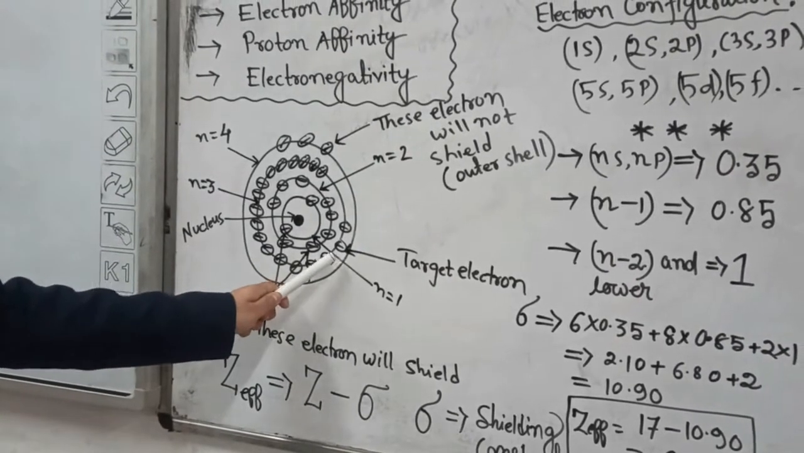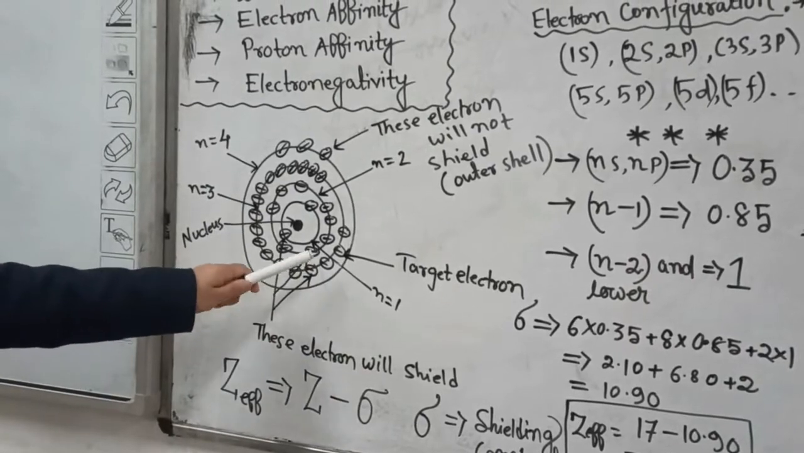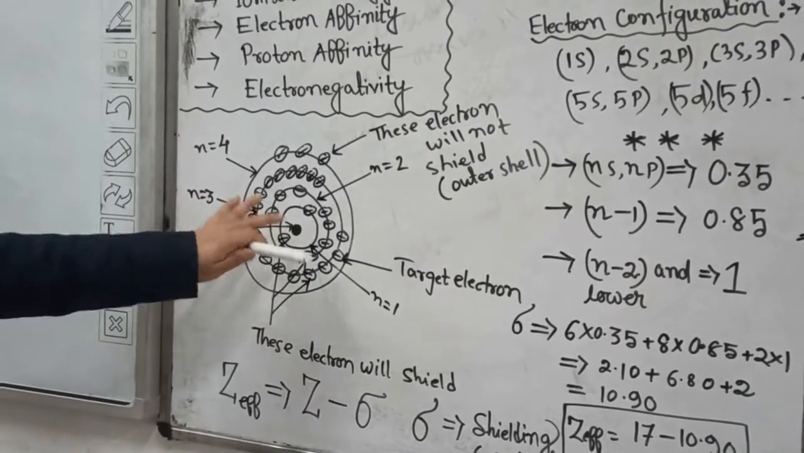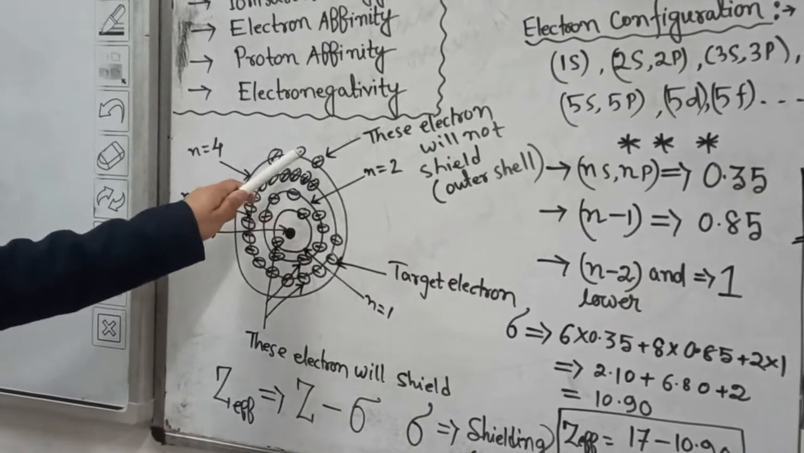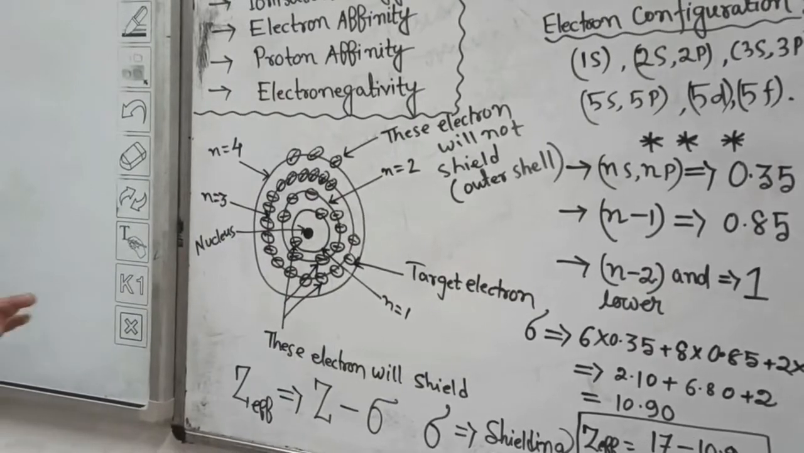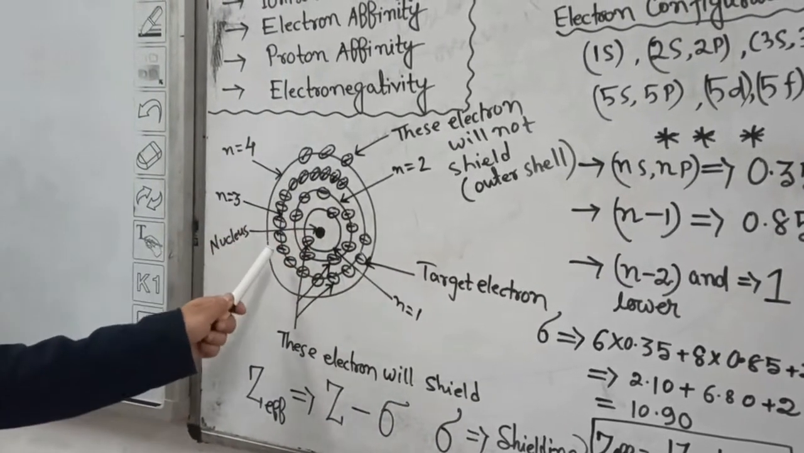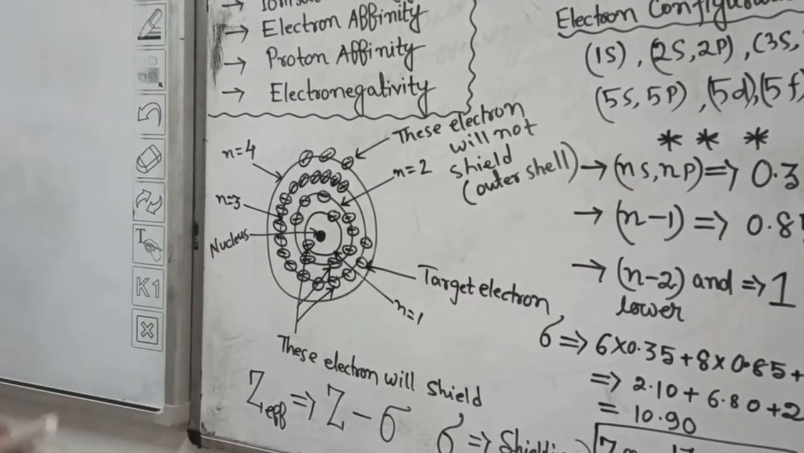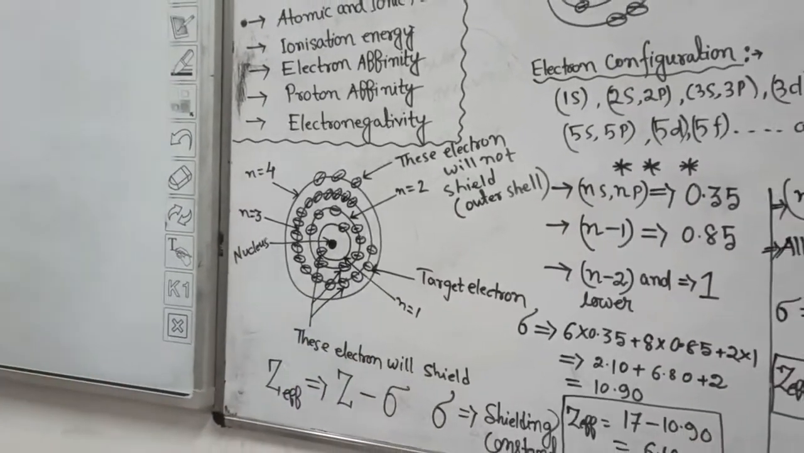Now I have to only consider the electrons present in this shell as well as the electrons present below these shells. The electrons which are present above these shells, or which are in the outer shell, will not shield anything, because this electron will be affected only by the electrons which are in the same shell or the lower shells. So now how to calculate this effective nuclear charge?